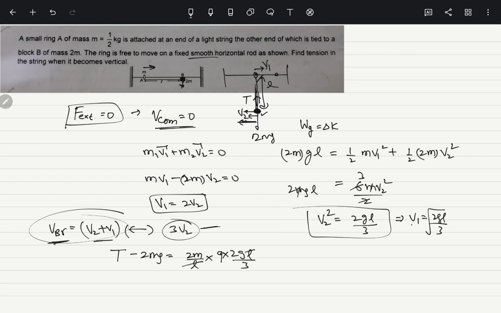So we'll just solve it. 2 times 9 over 3 gives us 6, then 2 times 6 is 12, so T equals 2mg plus 12mg, so 14mg we are getting. The m value is given, which is 1 by 2 kg, so from there T is equal to 7g, and that is the answer, the tension in the string at this instant. That's it.